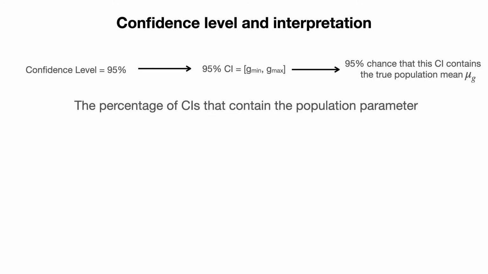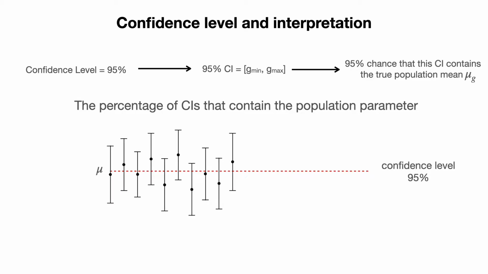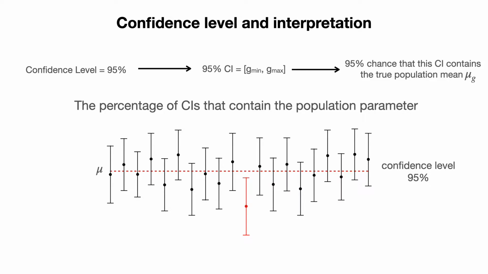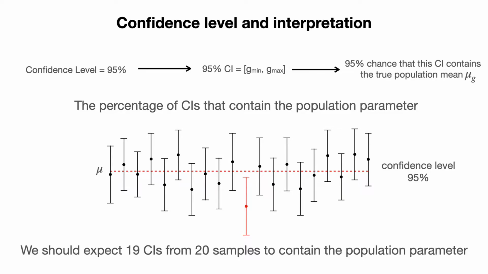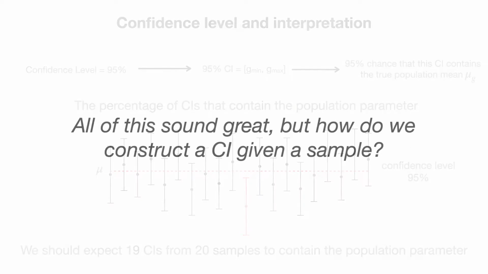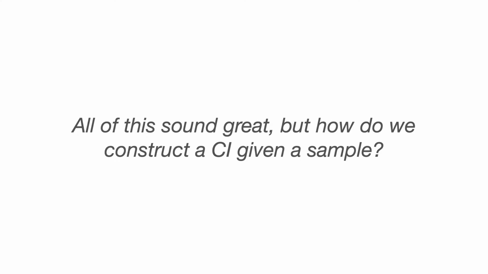So you can think of this confidence level as the percentage of confidence intervals that contain the population parameter. If we take samples of our population and calculate different confidence intervals, a 95% confidence level means that out of, say, 20 samples from our population, 19 of those confidence intervals will contain the population parameter. So we might still get it wrong, but not that often, with just a 5% chance of generating an interval that does not contain the true parameter value in our population. So far this might sound great, but how do we actually do this?